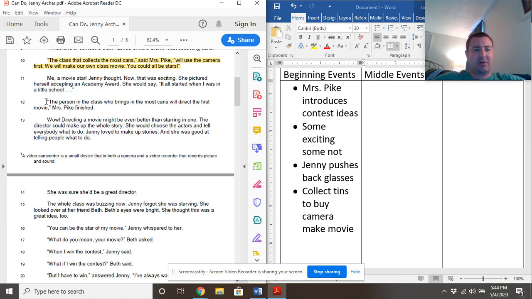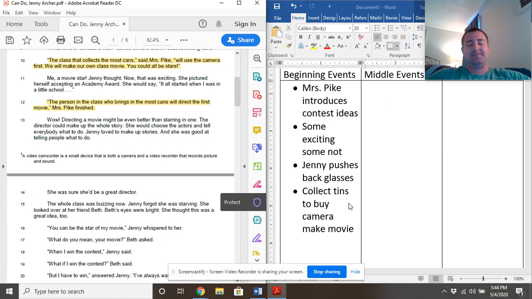Okay, so I'm going to go ahead and get started with my middle events. I like this paragraph or sentence right here in paragraph 12. The person in the class who brings in the most cans will direct the first movie. So now we get to the actual meat of the piece, and Jenny then chimes in, "Well, directing a movie might be better than starring in one." I'm going to highlight that as well.